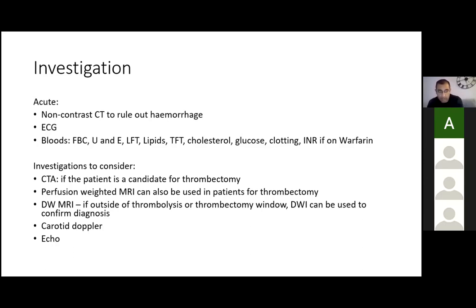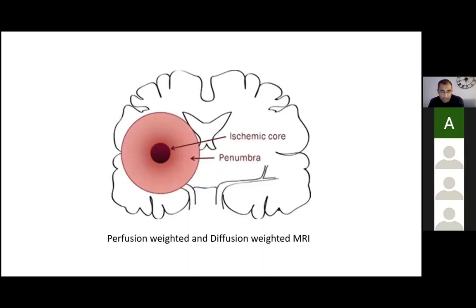But again, like I say, an ischemic stroke is hard to see on a CT early on. Carotid Dopplers later are quite important to see if the patient might need a carotid endarterectomy, and an echo of the heart to see if there's any other thrombus in the heart. So yeah, perfusion weighted and diffusion weighted MRIs can show this.